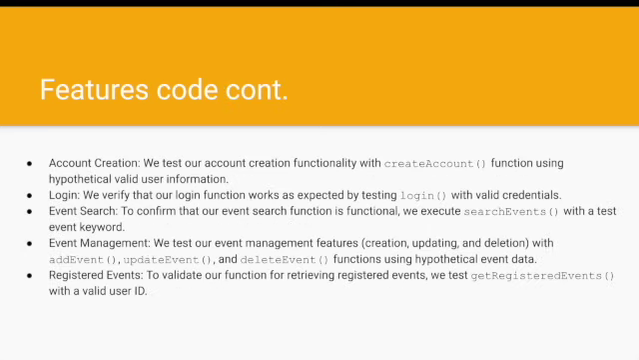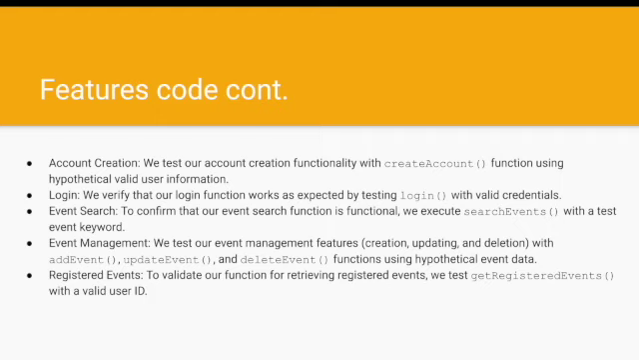And then this is the QA for the backend code for the features. I know we didn't do an actual implementation, so the QA is going to be different than actual QA testing for our software application, but for the account creation, we tested our account creation functionality with the create account function using just some random user information. And then for the login, we verify that our login functions work as expected by testing login with valid credentials, like username and password. Event search, to confirm that our event search function is functional, we execute search events with a test event keyword.